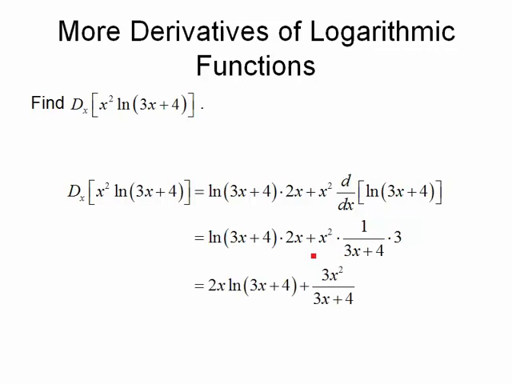But I can simplify this a little bit, and the way I normally do that is this 2x piece. Doesn't matter which order I multiply the ln and the 2x, so I'm going to put the 2x out in front. The x squared and the 3 can come together and multiply this fraction, and that gives me 3x squared over 3x plus 4. That's probably a little bit easier to write down as an answer.